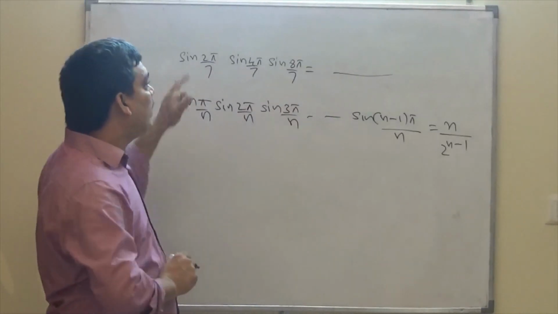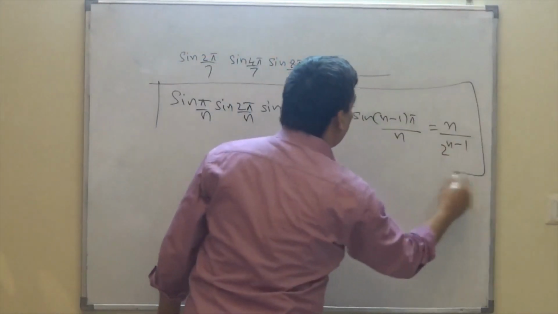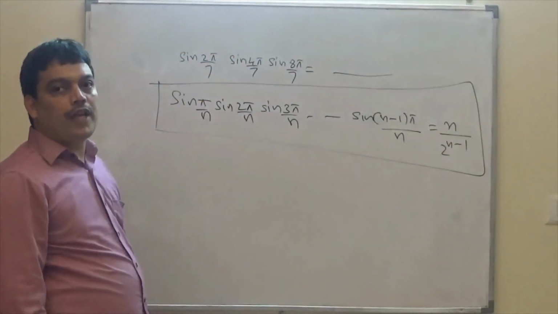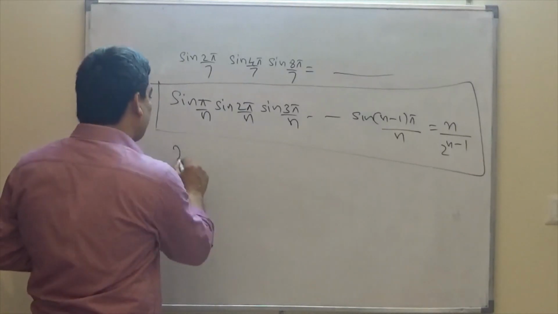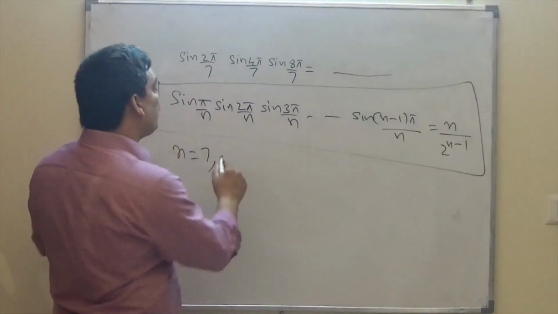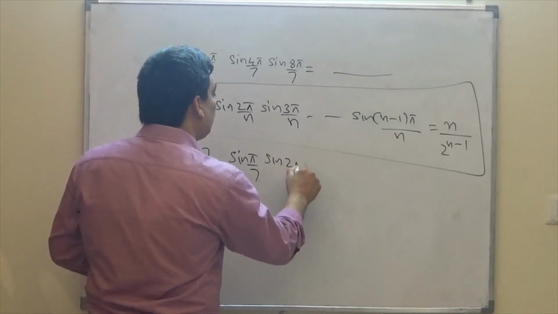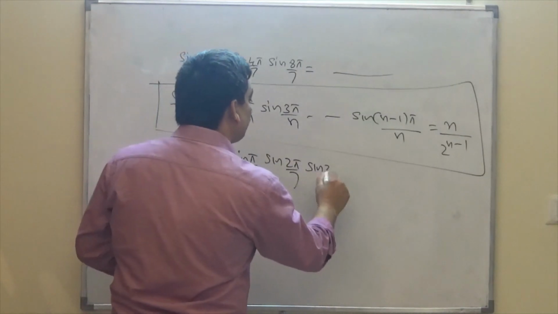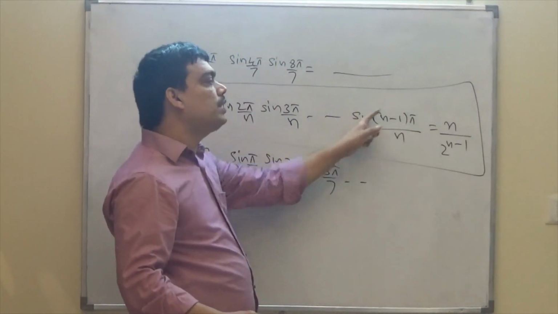Let me first evaluate this product using this shortcut formula. In this formula, we can put some value of n of our choice and get the desired result. I am going to put, say, n equal to 7. When I put n equal to 7, this reduces to sin π/7, sin 2π/7, sin 3π/7, and it goes on till n−1. So if n is 7, it goes on till sin 6π/7.